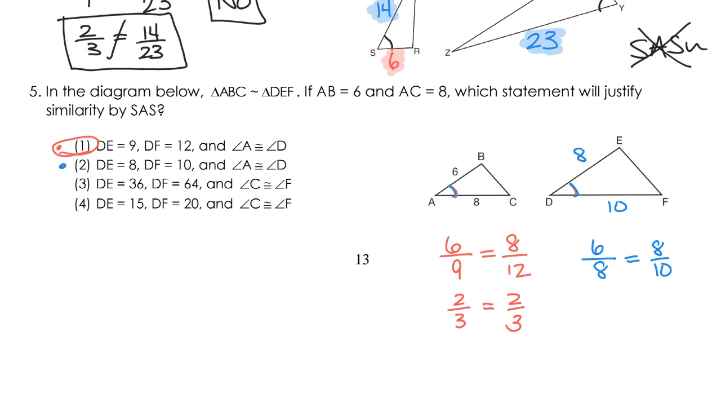6 divided by 8, what does that reduce to? Both numbers are divisible by 2. So that would be 3/4. And 8/10, both numbers are divisible by 2 as well. So that would give me what? 4/5. And those are not equal. All right, so that's why choice 2 does not work out.